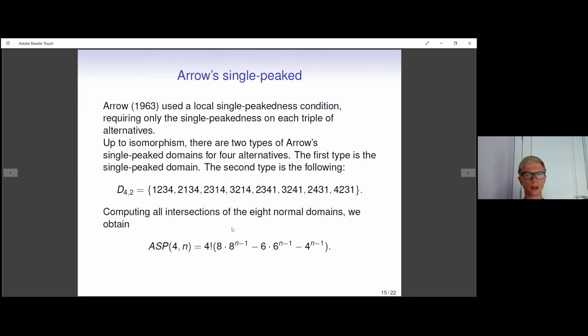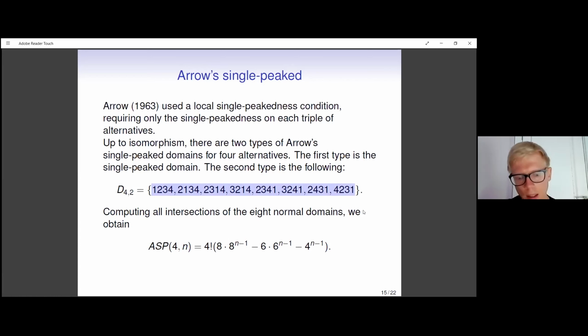Arrow single-peaked. It is a more general class than single-peaked domains. It is a condensed domain, which is characterized by the single-peaked condition for each triple. So for each triple, we have a single-peaked domain, but in general, this domain can be not single-peaked. For example, for 4 alternatives, we have single-peaked, and the second domain is the following. You can see that this domain does not include the reverse of the natural order 1, 2, 3, 4.